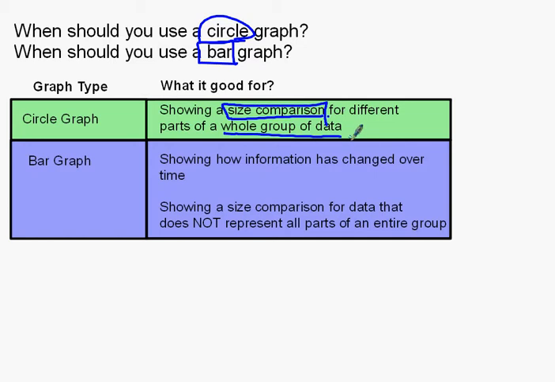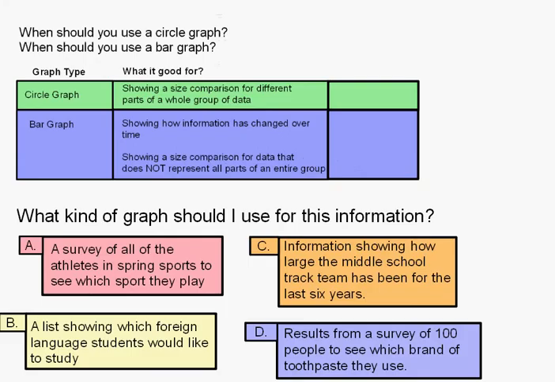You use a bar graph when you want to see how information changes over time, or if the comparison you're making is not for an entire group. So what we're going to do is look at these questions here and ask, all right, which kind of graph should you use for each of these kinds of information?